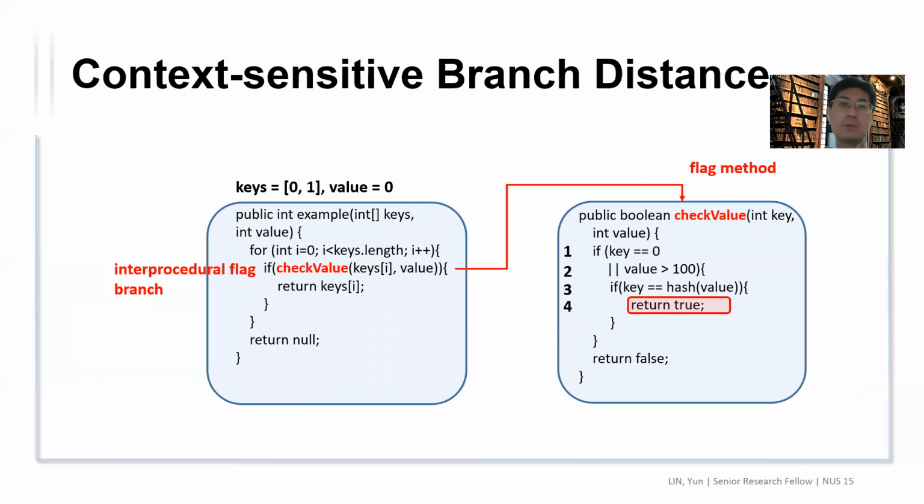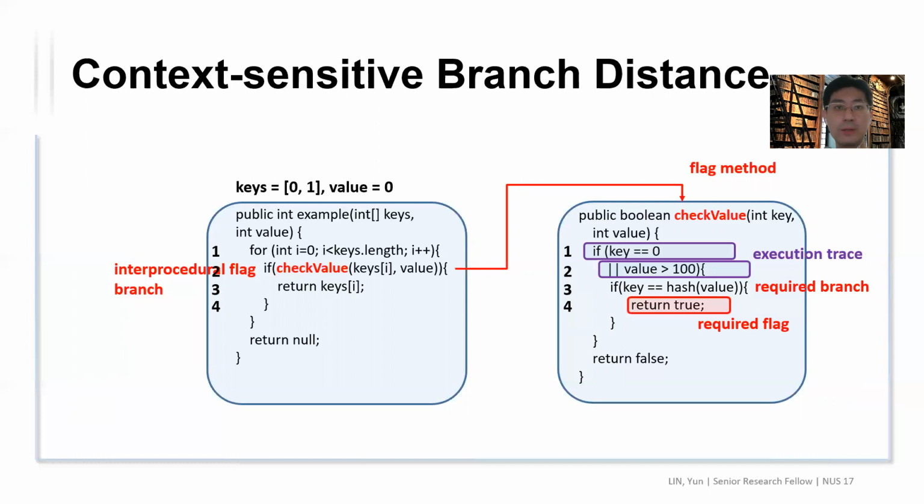When an interprocedural flag happens, the invoker method is called the flag method. Each flag method can have a few required flags. As long as those return instructions are executed, the interprocedural flag can be satisfied. Moreover, we call the branch guarding the required flag the required branch. We also record the trace of the executed branch towards the required branch. As a result, each branch distance will have call context and iteration context.